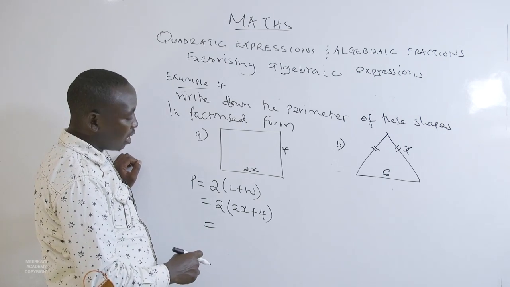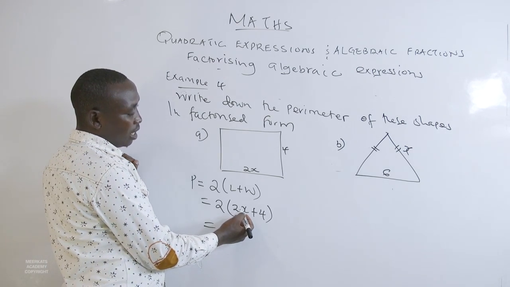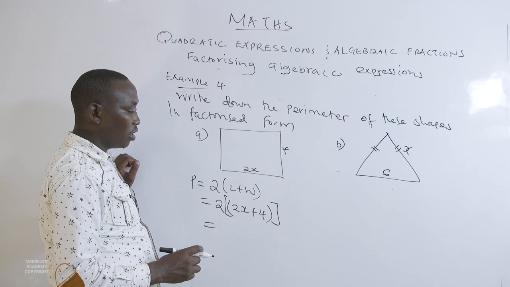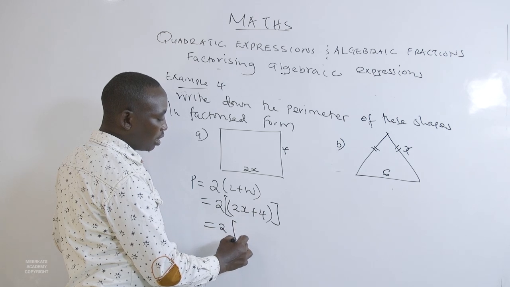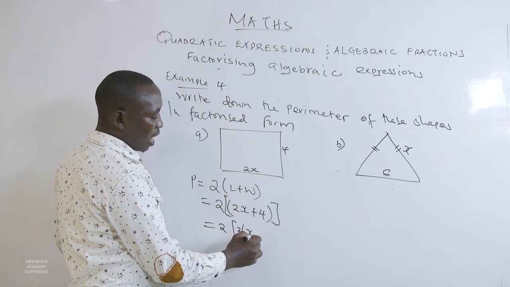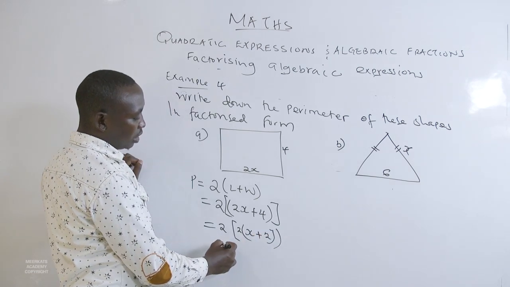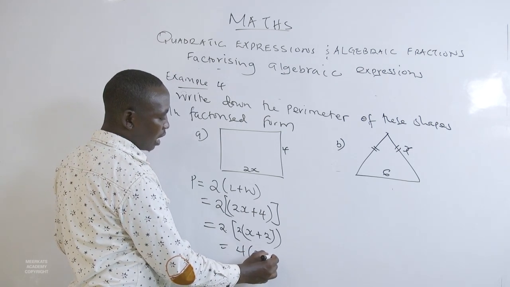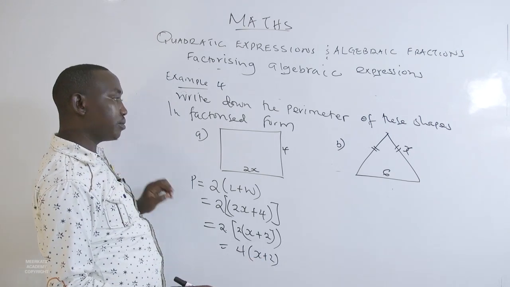The question requires us to leave our answer in factorized form, but you can still see that on this part it is not fully factorized. We have 2x plus 4. So let us factorize that part. The common term here is 2. 2 goes into 2x, x times, plus 2 goes into 4 twice. So that means outside we're going to have 2 times 2, which will give us 4 into x plus 2 as a factorized form.